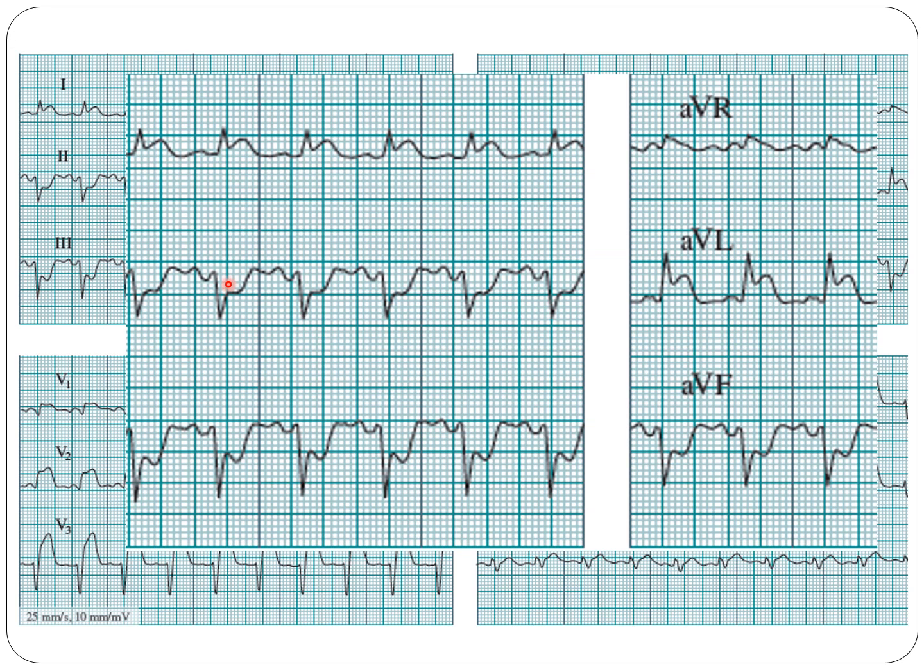QRS is not wide. The axis, however, lead 1 positive, AVF negative. Lead number 2 is negative, meaning that's an extreme left deviation. AVR is positive, meaning that we do have a minus 60, minus 70 axis.